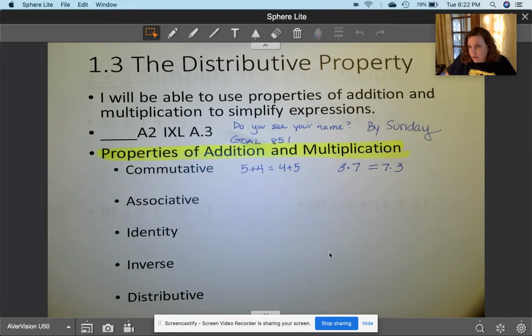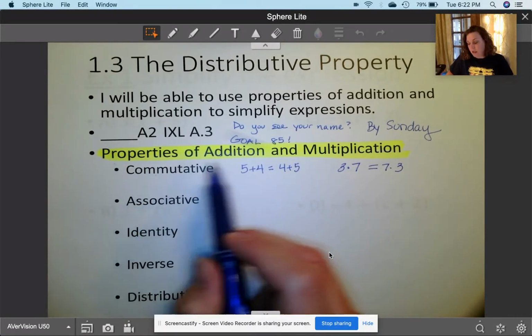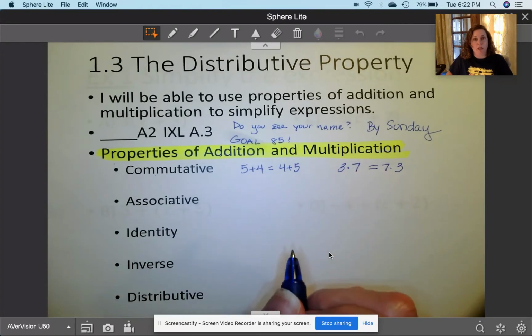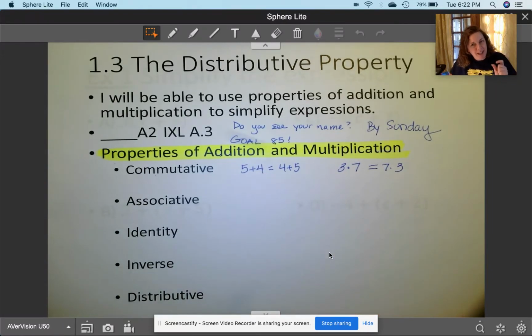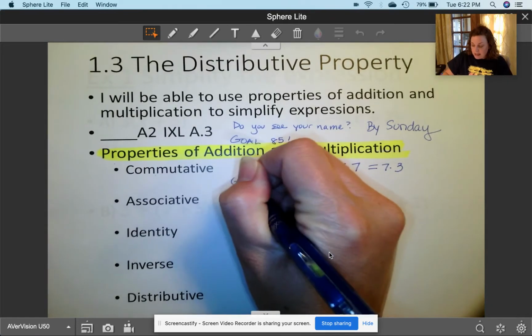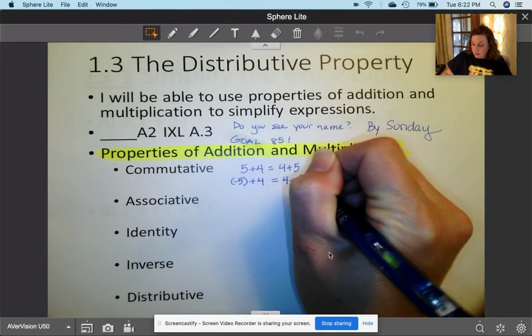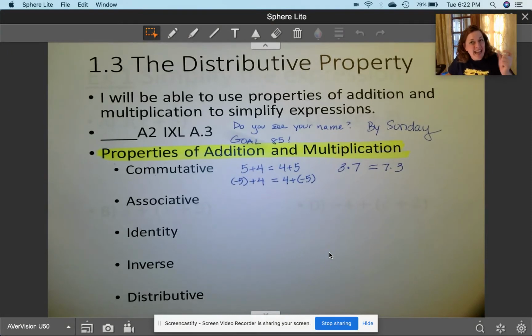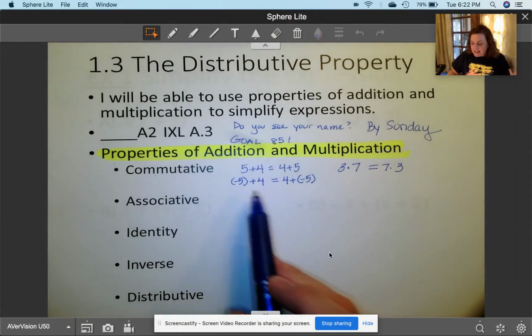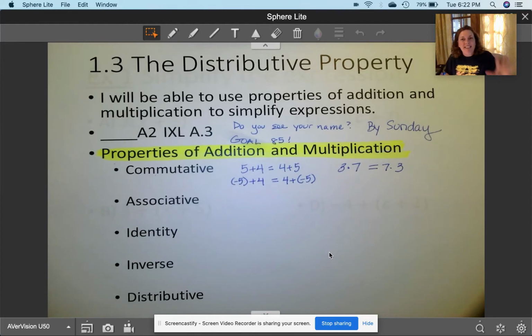The same is not true for subtraction and division. The order absolutely matters on subtraction and division. So these properties are very specific just for addition and multiplication. Now subtraction, we can actually tweak that just a little bit, because we can do -5 plus 4, which is the same as 4 plus -5. This is kind of a subtraction problem, but really it's just addition. Everything is just addition.